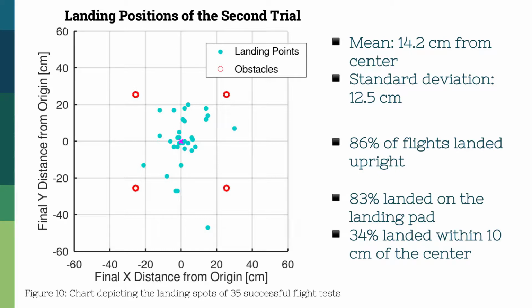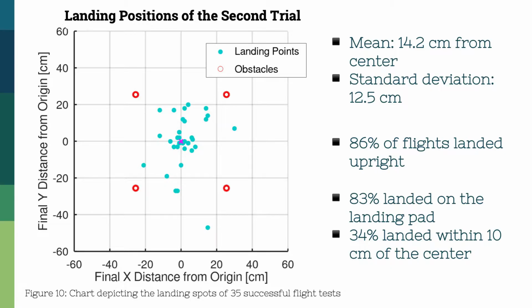Numerically, there was a mean of about 14 centimeters from the center every time, and a standard deviation of 12.5 centimeters. And since the distance between the mean and standard deviation compressed, that means that there's an even higher percentage from last time of it actually landing in the center. And that's, again, supported by our statistical data. 83% of the time, it would land on the landing pad, and 34% of the time, it landed within 10 centimeters of the center, which is about 20 to 30% increases from the first set of testing.